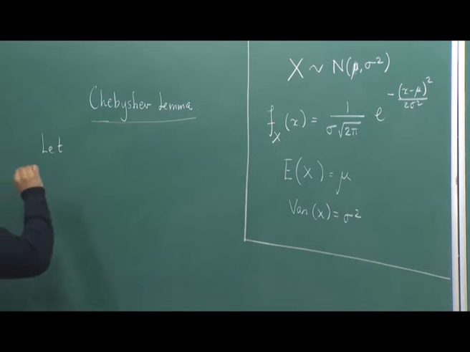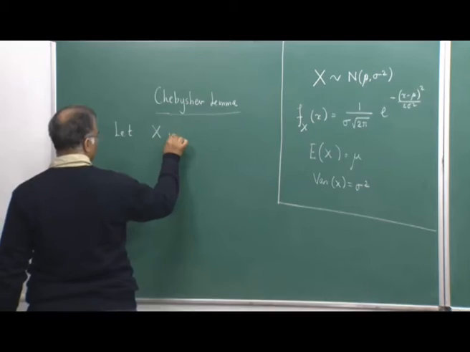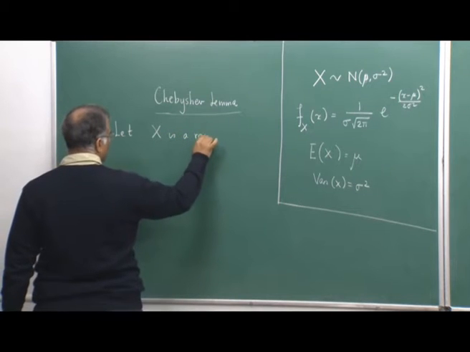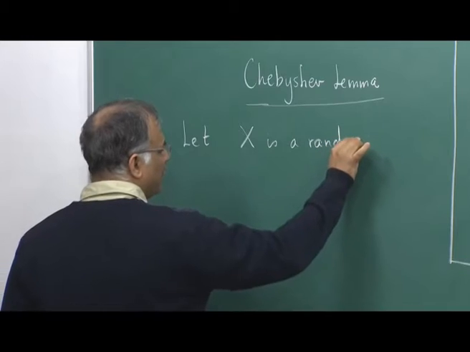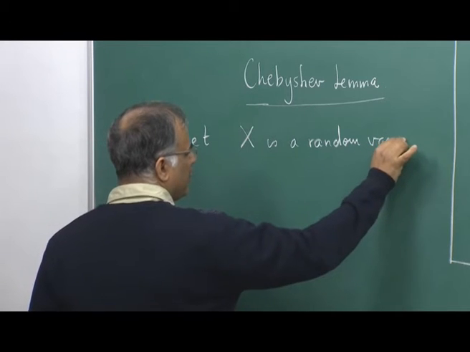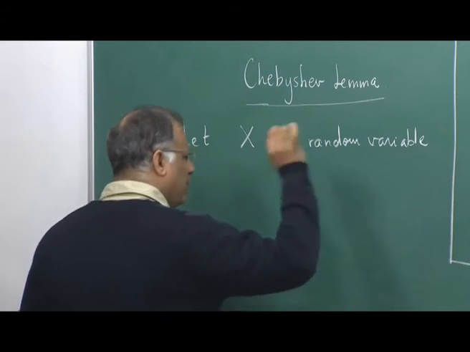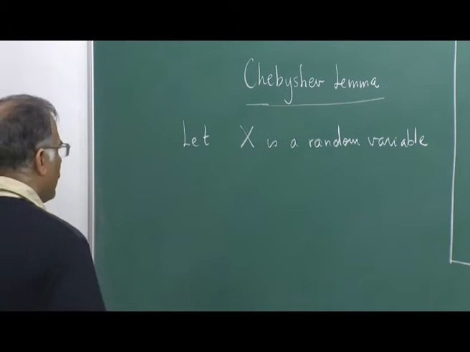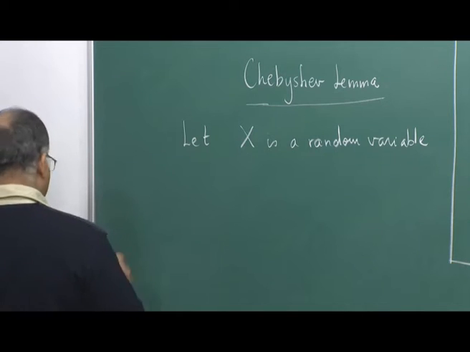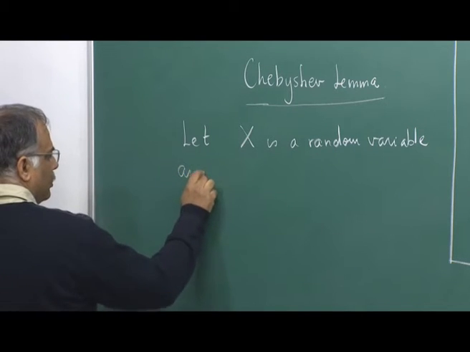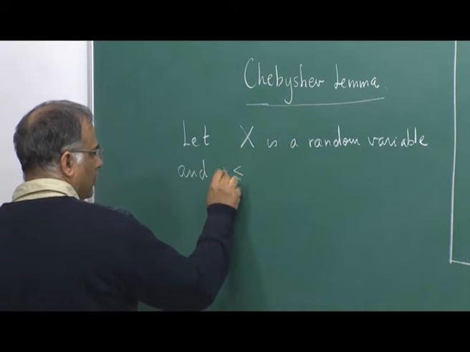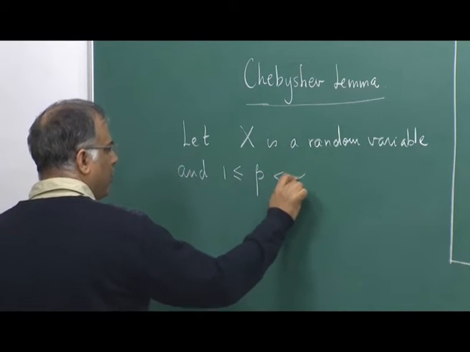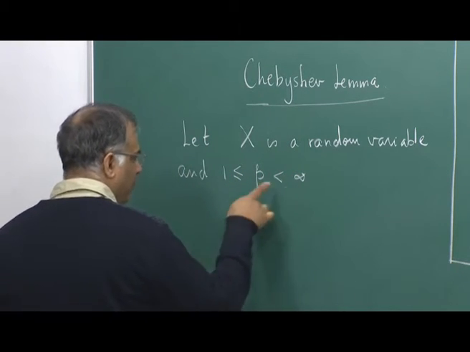So let us write down Chebyshev's lemma. x is a random variable. We obviously distinguish a random variable from a random vector. We have just given a definition of a random vector in the last class, but we will essentially consider a random variable, that is, x is from omega to R. So let this be a random variable, and p is a number lying between 1 and plus infinity.